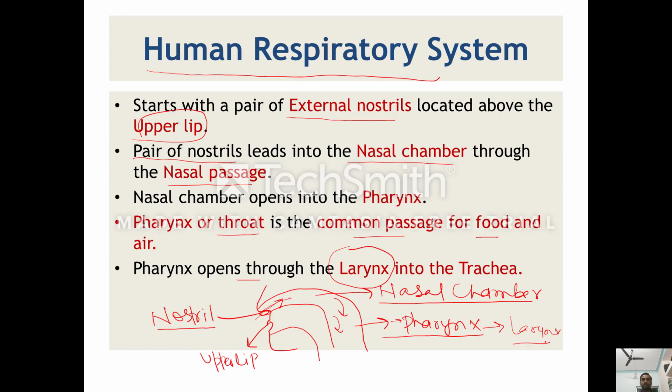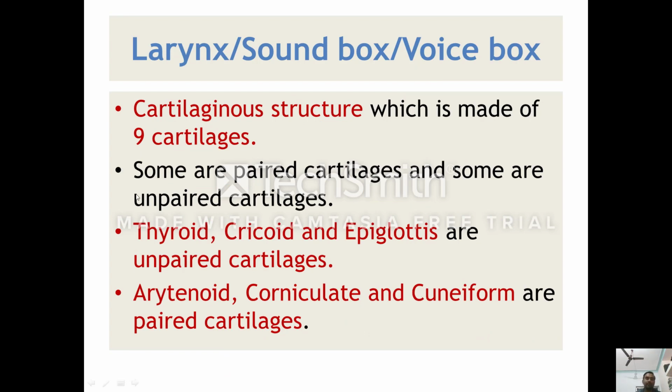So these are the structure of the human respiratory system. If we talk about the larynx, it is altogether a cartilaginous box. Because it produces sound, it is known as the sound box, or the voice box. It is a cartilaginous structure, and there are a total of 9 cartilages.